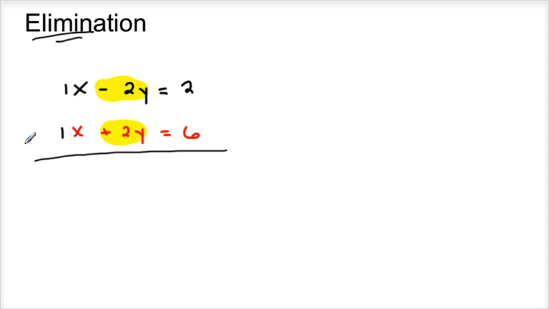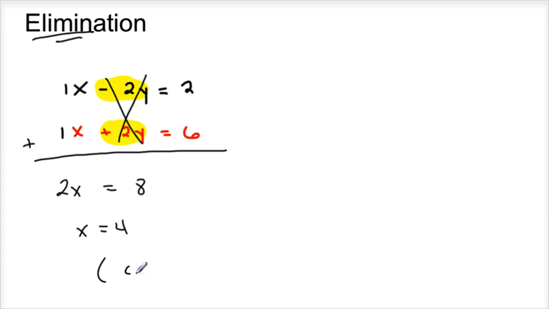So if I add these two equations together, and again, the two choices I have, I can add these or subtract these. In this case, I'm going to add them because they have opposite signs. So 1x plus 1x is 2x. Negative 2y plus 2y, well, that's just 0y, which is 0, equals, and 2 plus 6 is 8. So here I have x equals 4.